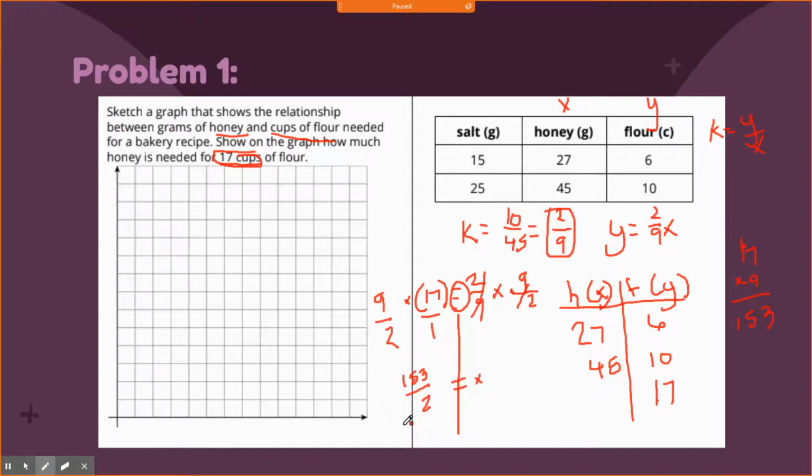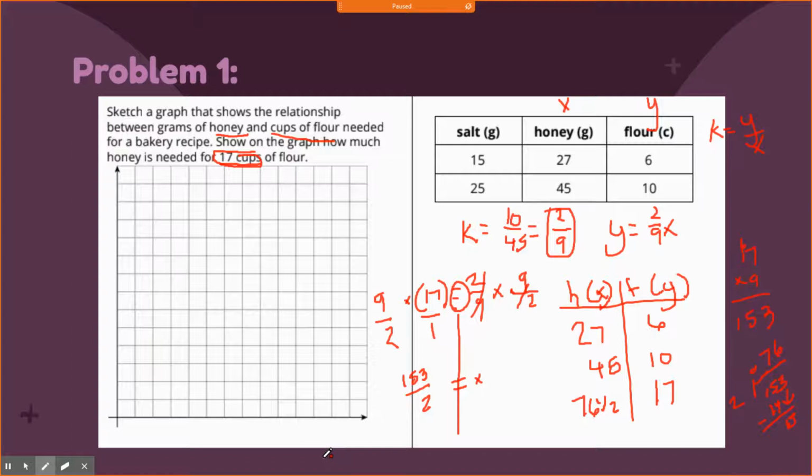In order to make that easier to read for grams of honey, I'm going to divide that out, 153 divided by 2. 2 goes into 1 zero times, but 2 goes into 15 7 times. Minus 14 is going to be 1. Bring down the 3. 2 goes into 13 6 times, which leaves 1 left over. So it's 76 and 1 over 2, or 76 and a half.